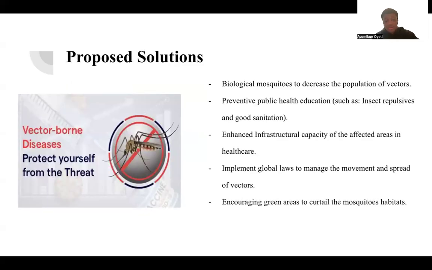To further fight diseases, some of the solutions I came up with were biological mosquitoes to decrease the population of vectors, preventive public health education, such as insect repellents and good sanitation, enhancing infrastructural capacity of the affected areas in healthcare, implementing global laws to manage the movement and spread of vectors, and encouraging green areas to curtail mosquito habitats. Because green areas and urbanization limit the breeding grounds of these mosquitoes and can aid in curbing the spread of these diseases.